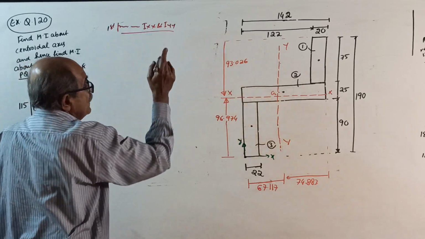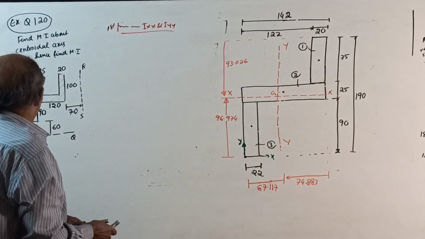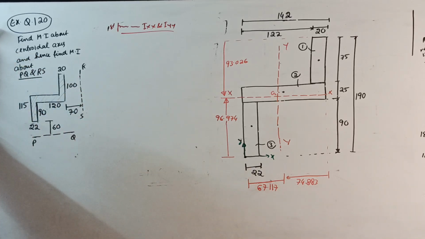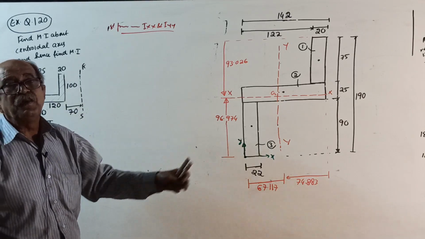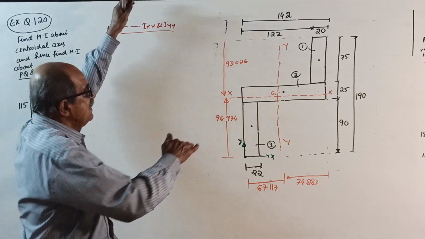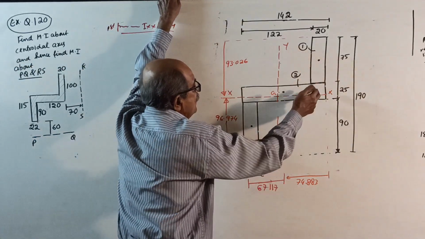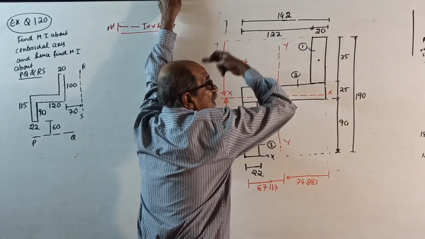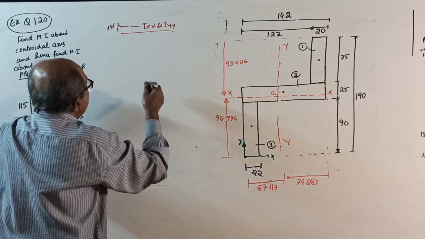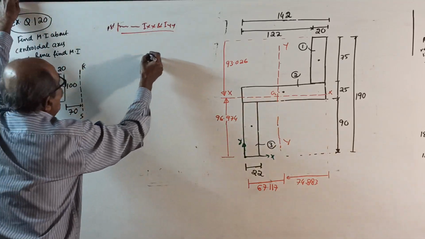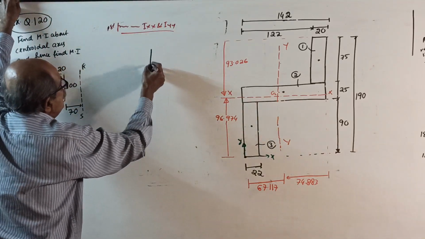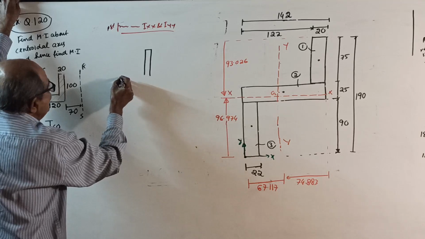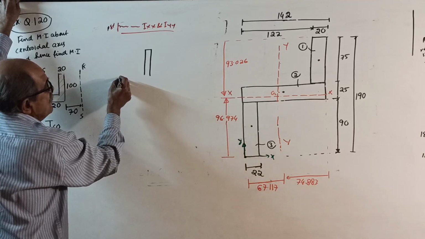That is I about the centroidal axis. Now they want I about PQ and I about RS. You need not do part by part. I told you, once you get I about XX and YY, these are centroidal axes for the entire area. So consider the entire area, whatever is given in the question, as one unit. See here, rough sketch, no breaking, no dimensions, nothing.